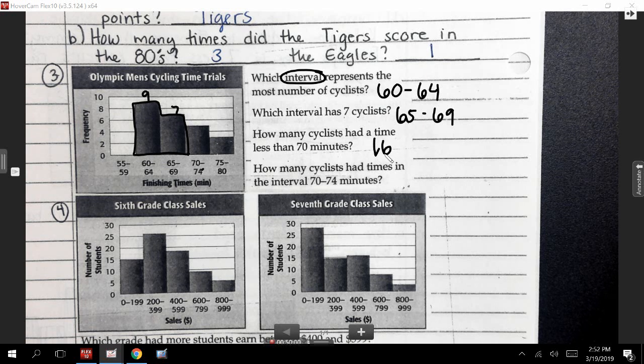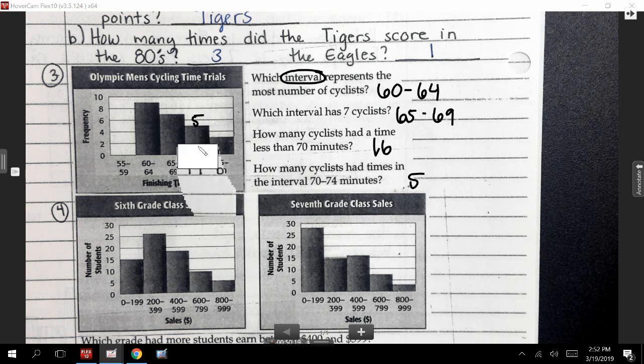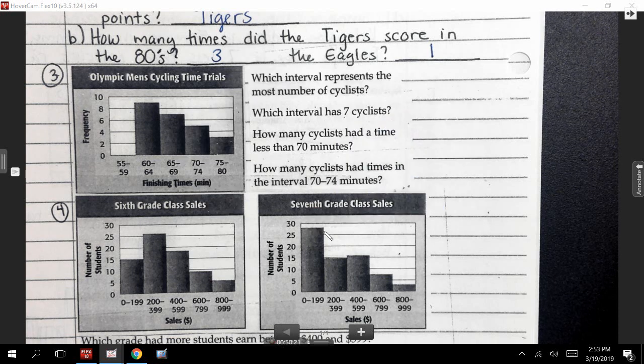How many cyclists had times in the interval of 70 to 74? How many cyclists were there, Tyler? 5. 5. Okay? Questions about number 3? Alright, I'm going to erase this. Y'all got that written down? Okay. So let's erase that, and then we're going to move it down to the last one.